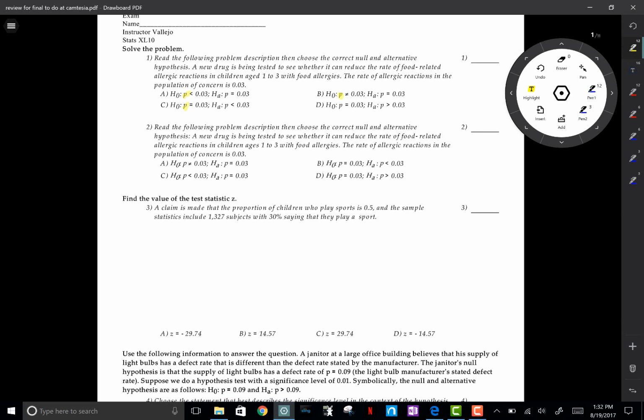If you remember, the null hypothesis is always stating there is no change. So if we look at B, B has a not equal sign for the null hypothesis. We know it can't be B because the null hypothesis is always stating there is no change, so it should always be an equal sign. Same thing with A. A has P is less than 0.03, so we want to take that one out of the running.